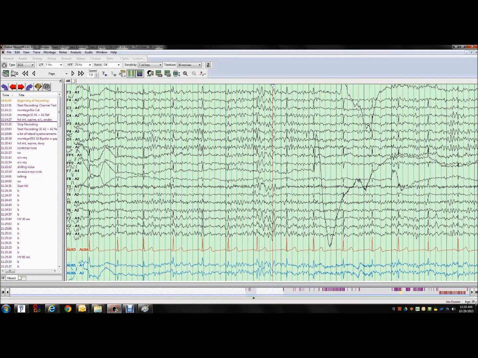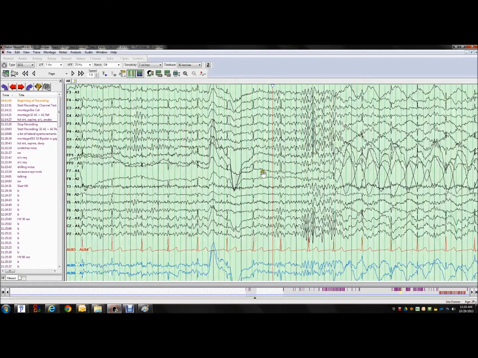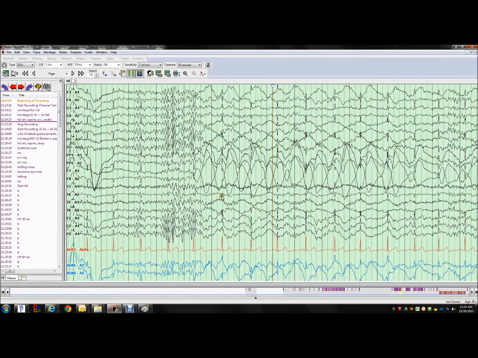Moving along. So there's a lot of artifact here. It's fairly hard to read. Look at this, a lot of slow activity, which is primarily coming from the front. So we can say it's most likely some kind of eye movement artifact here.